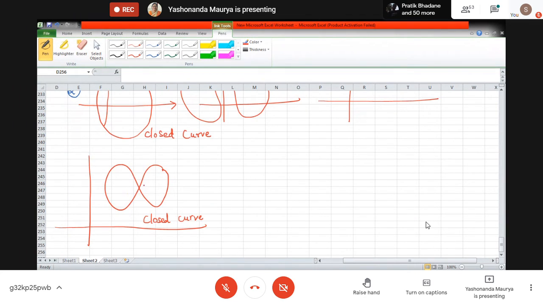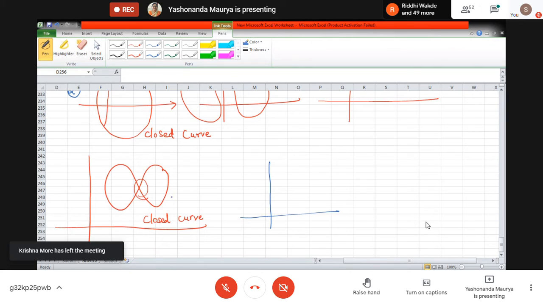Okay, but then what has happened over here? This curve has cut itself. See here, what has happened is it has intersected itself. If that is the case, then we call this curve, okay, it has cut.